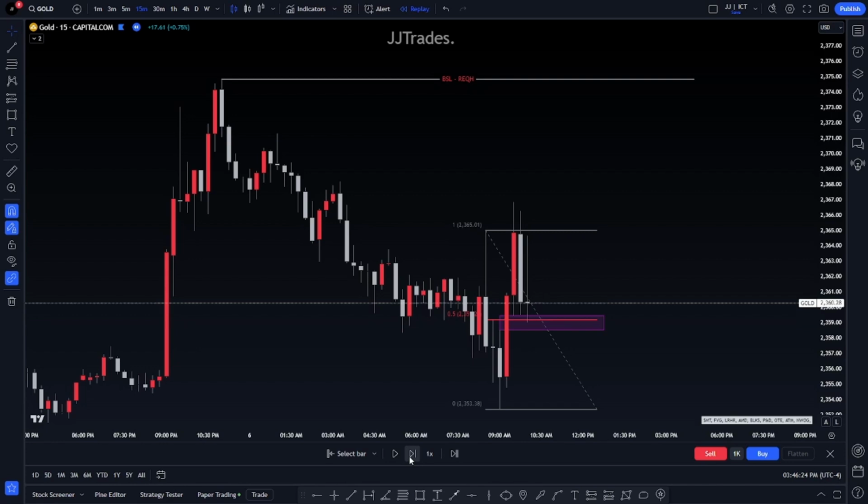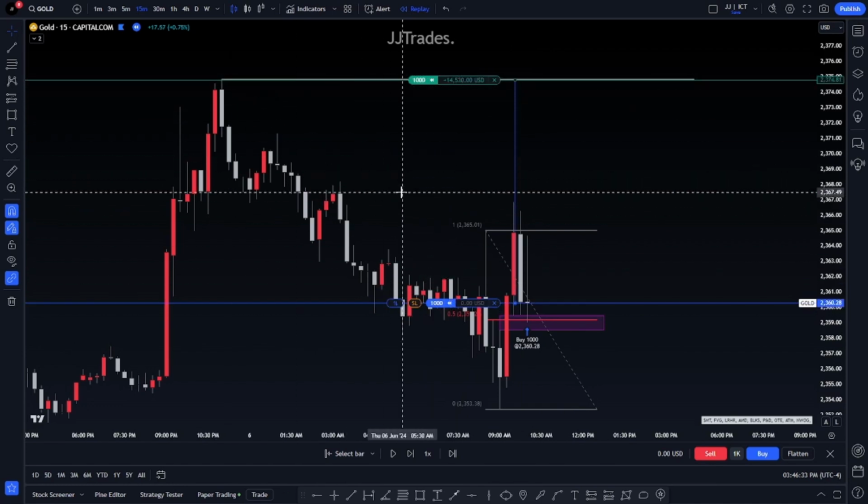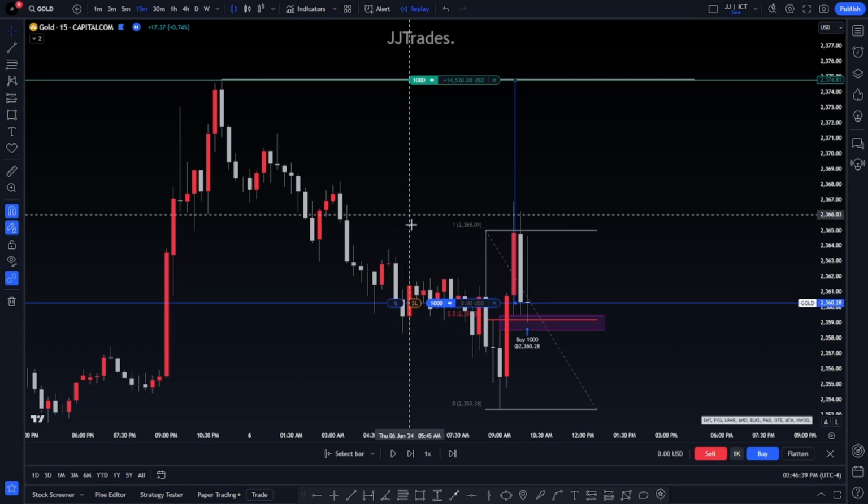Price comes back into it. We buy. We can set our target at buy side liquidity. And there's two places you can set your stop loss. You can set your stop loss at the bottom of the second candle, at the bottom of the second candle's fair value gap creation.